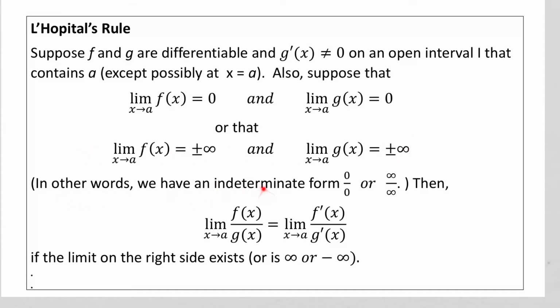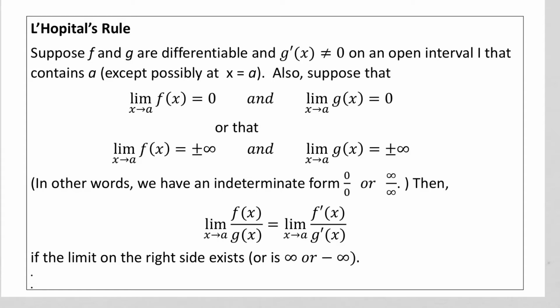So this means we have one of these indeterminate forms. This top one here, 0 over 0. This second one here, infinity over infinity. Then we can say that the limit as x approaches a of the quotient f of x over g of x is equal to the limit as x approaches a of the quotient f prime of x over g prime of x. Okay, and this last part here says if the limit exists, or it could be positive or negative infinity. So this is the statement of L'Hopital's rule.